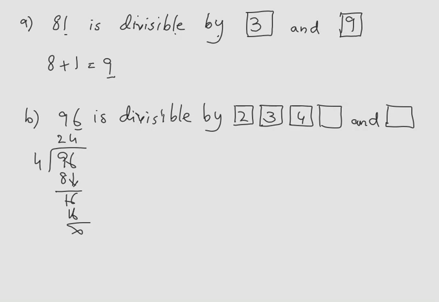The next value is 6. If the last digit is even, 6 is definitely even, and the sum of its digits is divisible by 3. So 9 plus 6 is equal to 15, which is definitely divisible by 3. So 96 is divisible by 6. The next value is 7. If we double the last digit 6, which is 12, and subtract it from the rest of the number, that is not possible. So 96 cannot be divisible by 7.